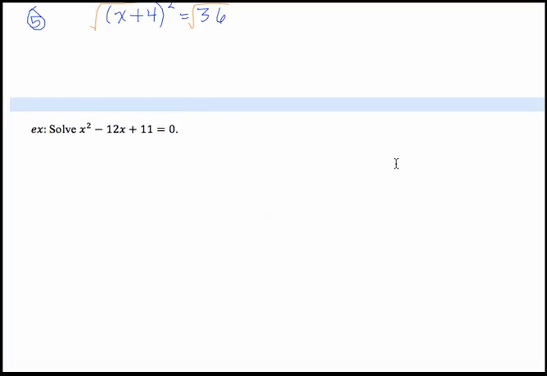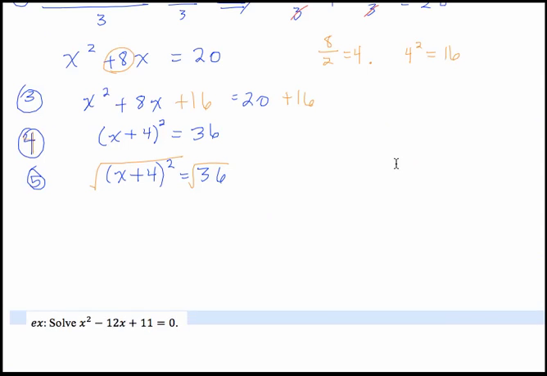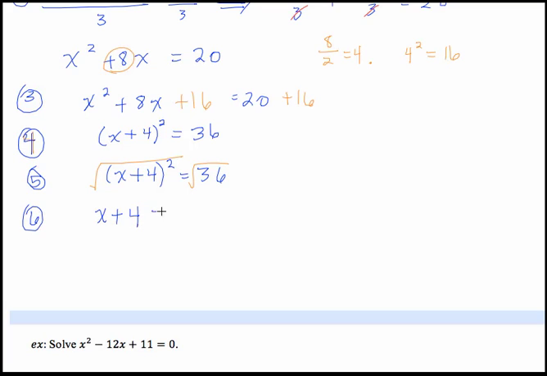Let's make some more room here. Okay, and then the square root of x plus 4 all squared. The square root and the square cancel. So now I'm solving for x. So I get x plus 4 equals, now I have a variable squared, so I've got to put a plus or minus on the other side. And the square root of 36, luckily that's a nice whole number, is 6.